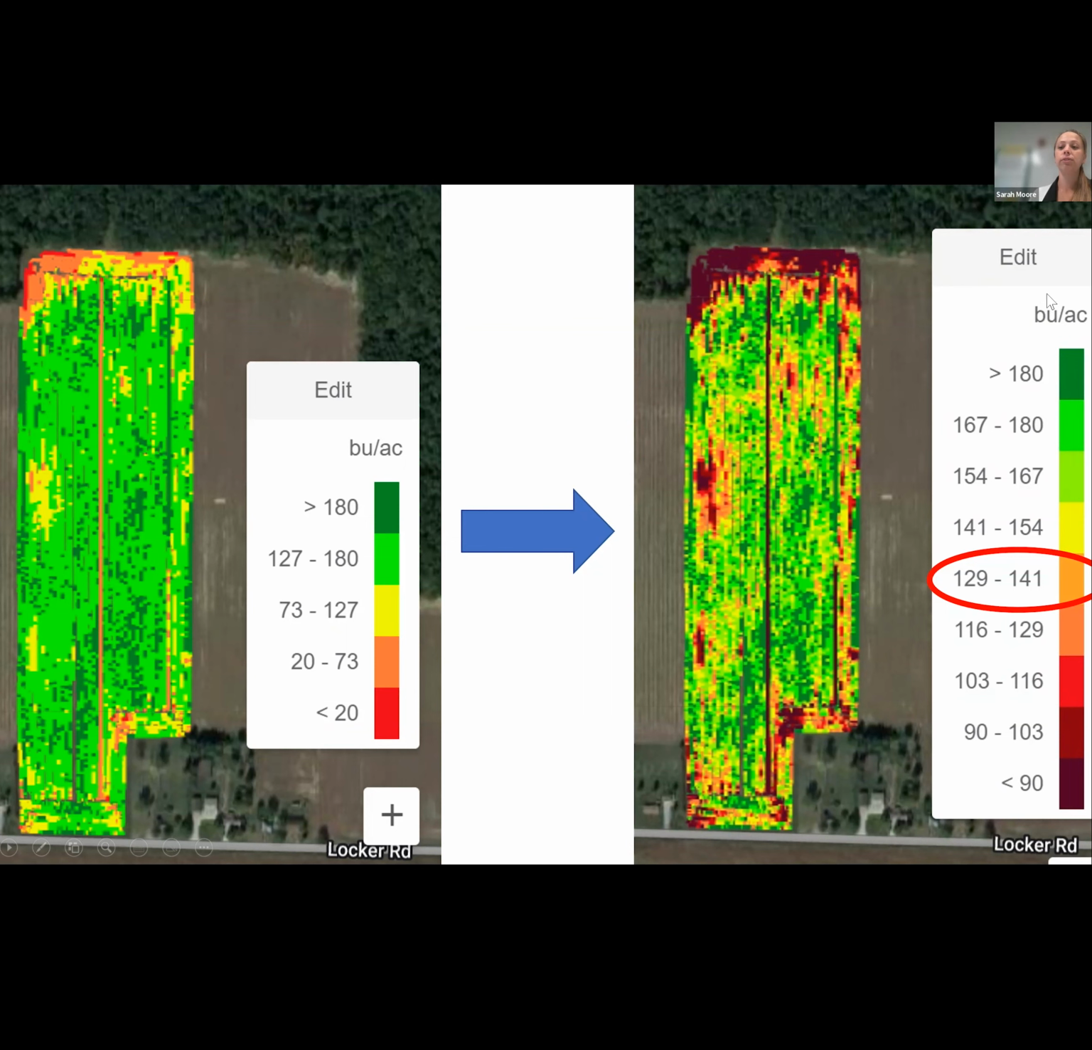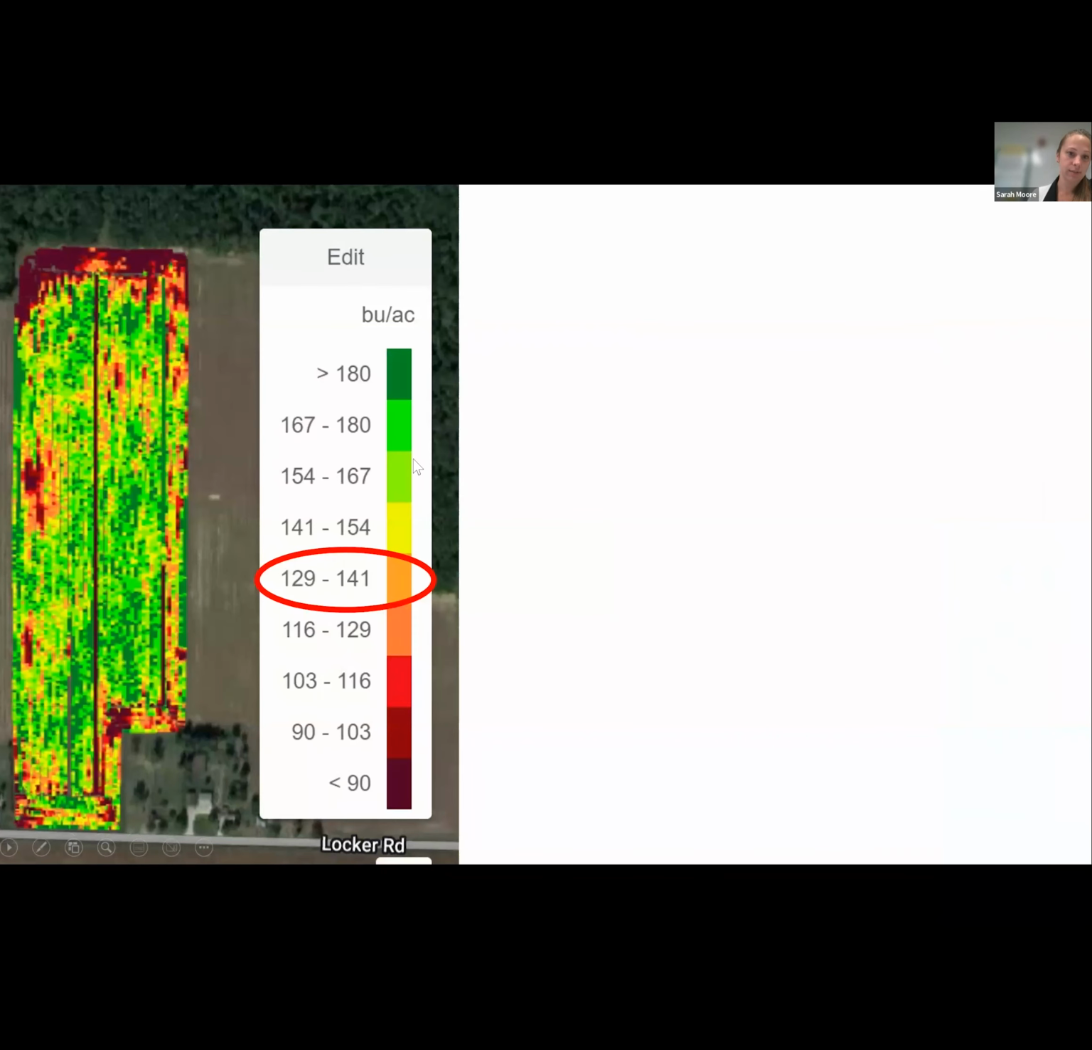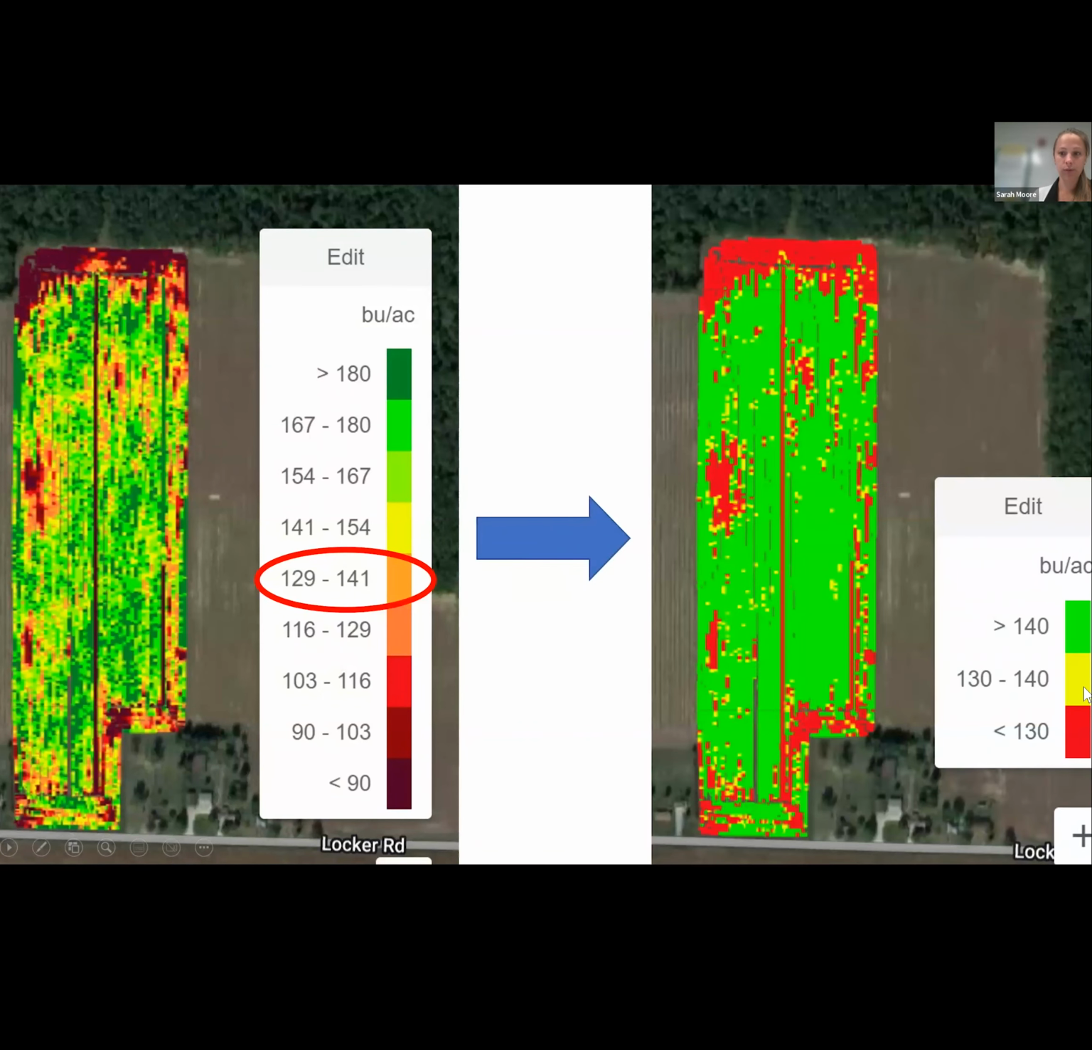And if we want to simplify this a little bit more, we can change it again and reduce this variation and just change it to yellow is where our break even is, green we're making money, red we're losing money. So this really makes it apparent what the problem areas are on this field.